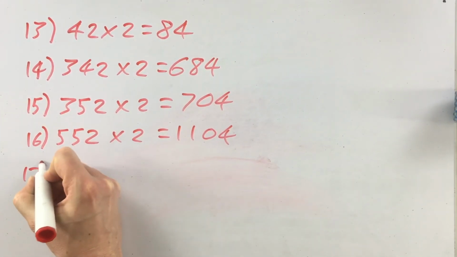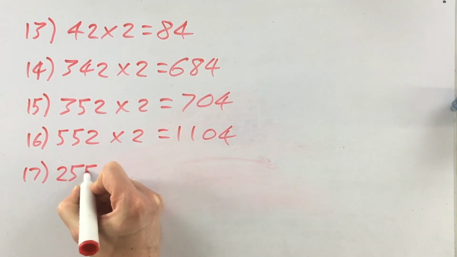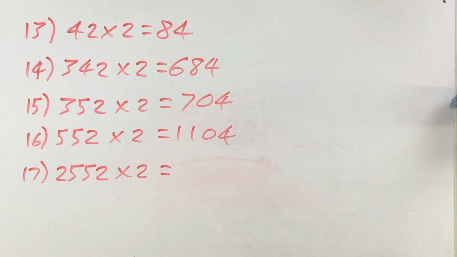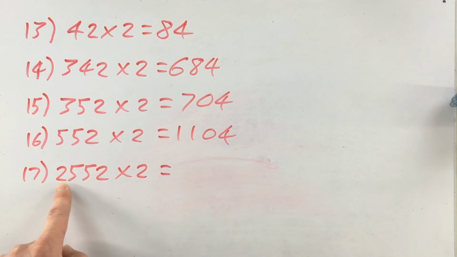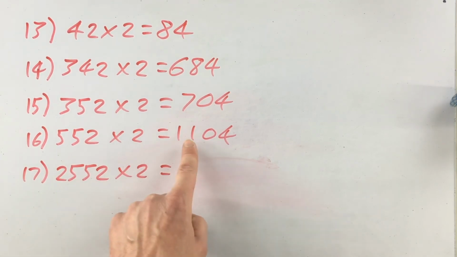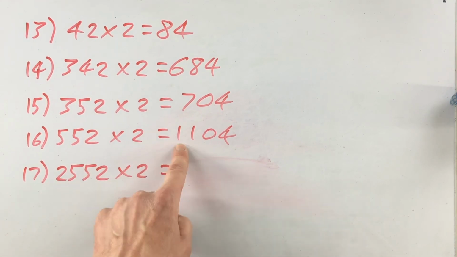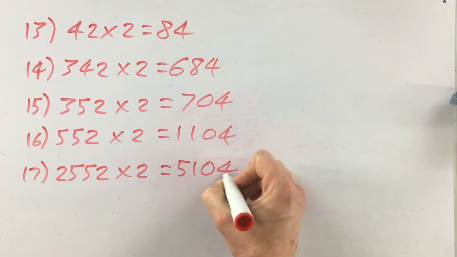Question 17. 2,552. Now, again, I could use a diagram for this, but I've just noticed that those two questions are very similar. So actually, I just need to double 2,000 and add it on to that answer. 2 times 2,000 is 4,000. Add it onto that, and I get 5,104.